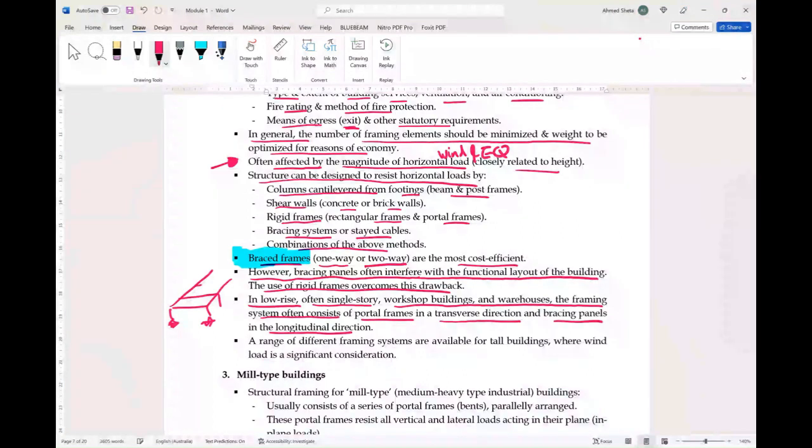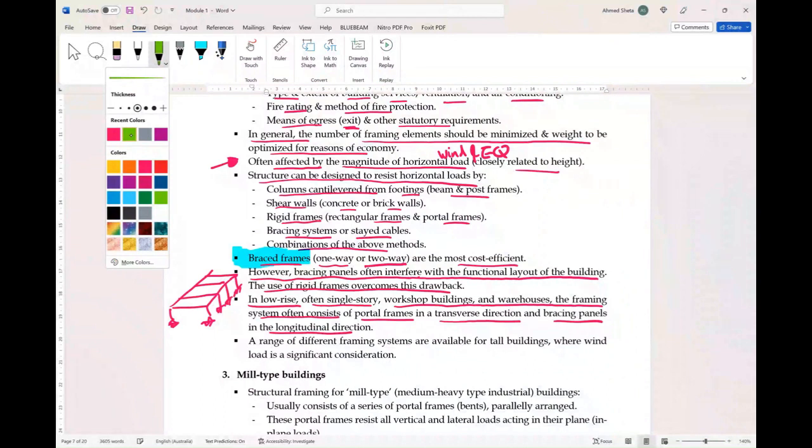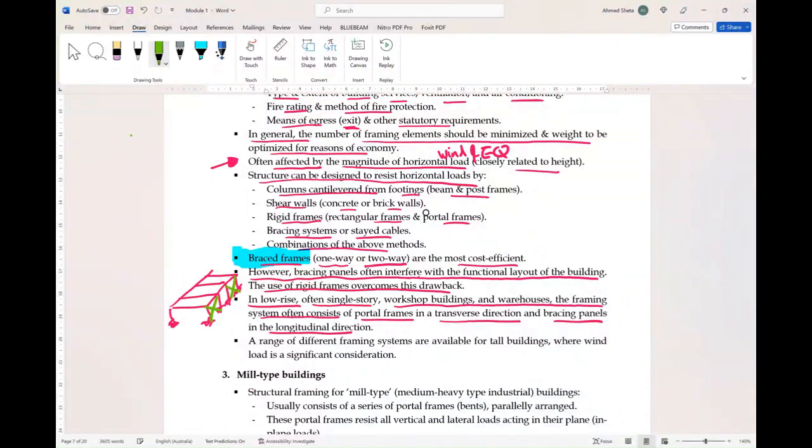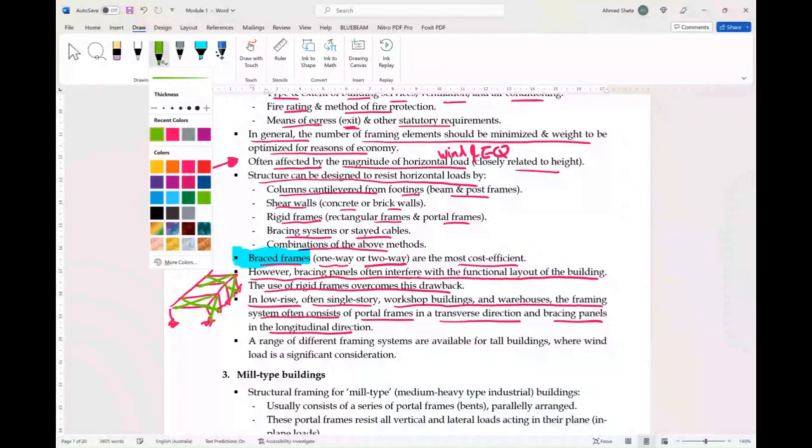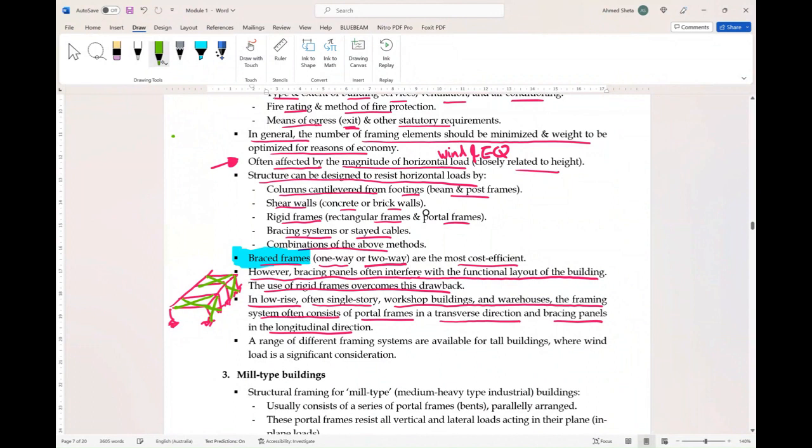So the frame is repeated, and there will be bracing in some bays like this. Okay, so this is a low-rise building.